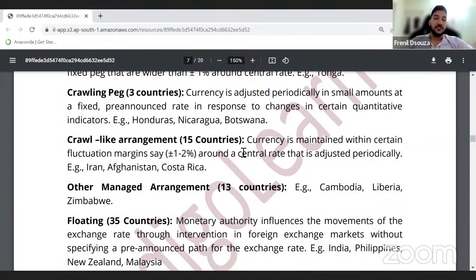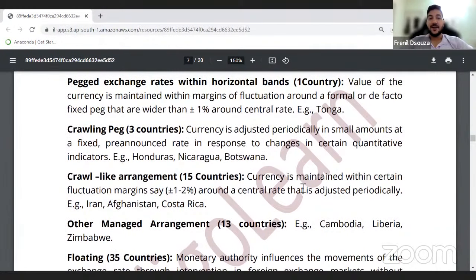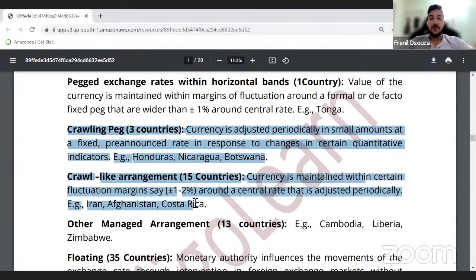Next, there are crawl-like arrangements. So here what happens, the currency is maintained within certain fluctuation margins, let's say 1 or 2% around the central rate, that is adjusted periodically. Here also it is somewhere close to crawling peg. Both crawling peg and crawl-like arrangements are adjusted periodically, that is the similarity between them. But in case of crawling peg, the change which is going to happen after a certain period is pre-decided, whether it is going to be 0.5, and whether it will go up or down, that has to be decided.